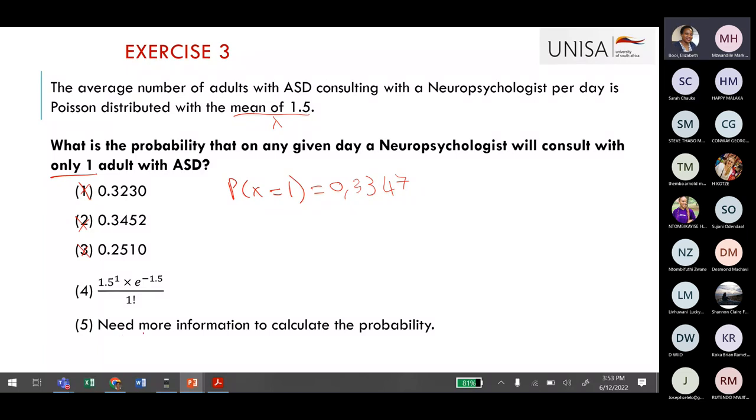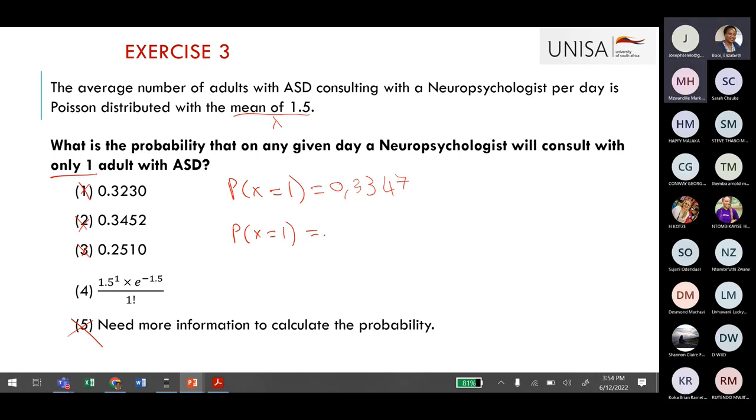Can we select number five? I need more information to calculate the probability. Not necessarily, because we do have all the other information and we did find the probability there. So that won't work. But we cannot assume that this is the correct answer as well. Let's use our formula. Looking at this, I can just write the formula. I got number four. Sorry, ma'am. I'm sorry. I calculated number four. I got it. It's correct. Yeah, we do number four.